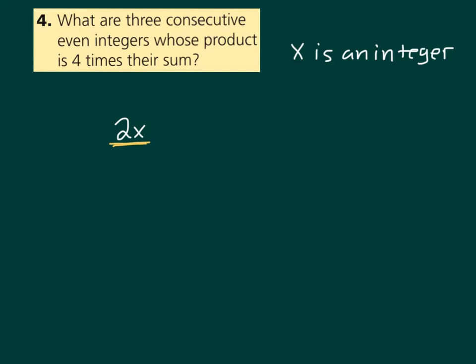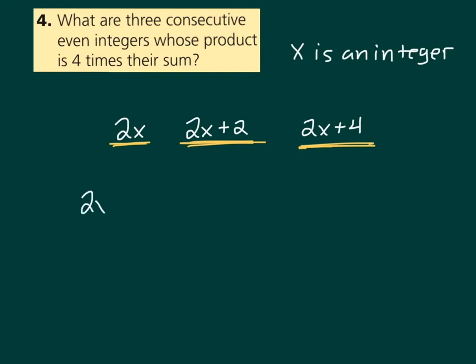2x plus 2. What would be the next even integer after that? 2x plus 4. So now we have three consecutive even integers. Their product is 4 times their sum. What do we do about this?